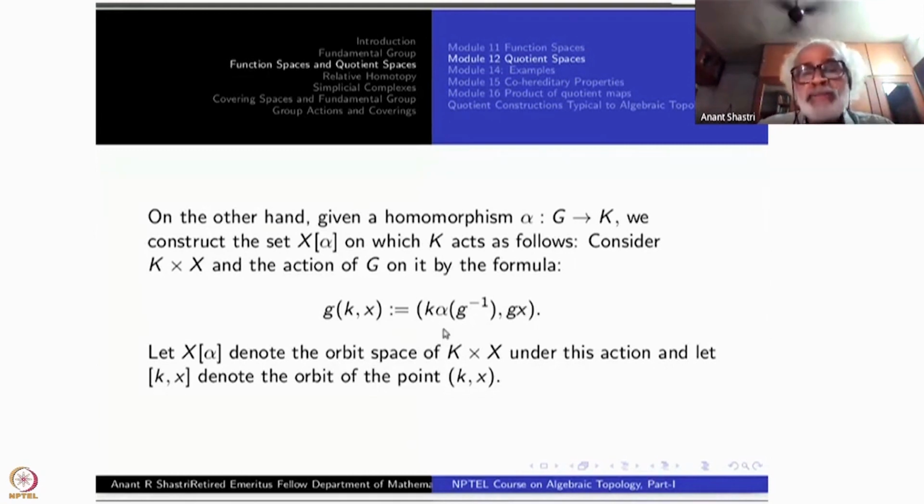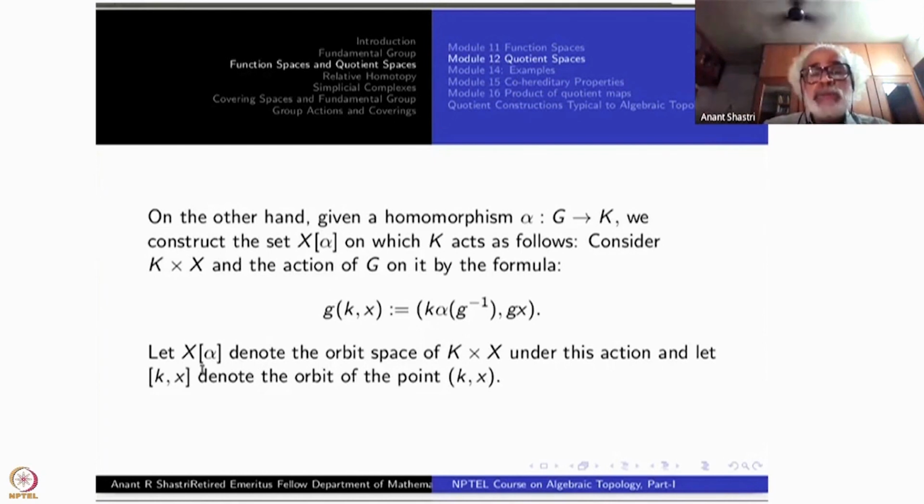Essentially, if you don't write this alpha at all, suppose it's an inclusion map, it's k g inverse, g x, like g and g inverse are cancelling out. You are introducing that g inverse, g. If you combine them, it will be no action at all. That's the kind of thing that we are thinking about.